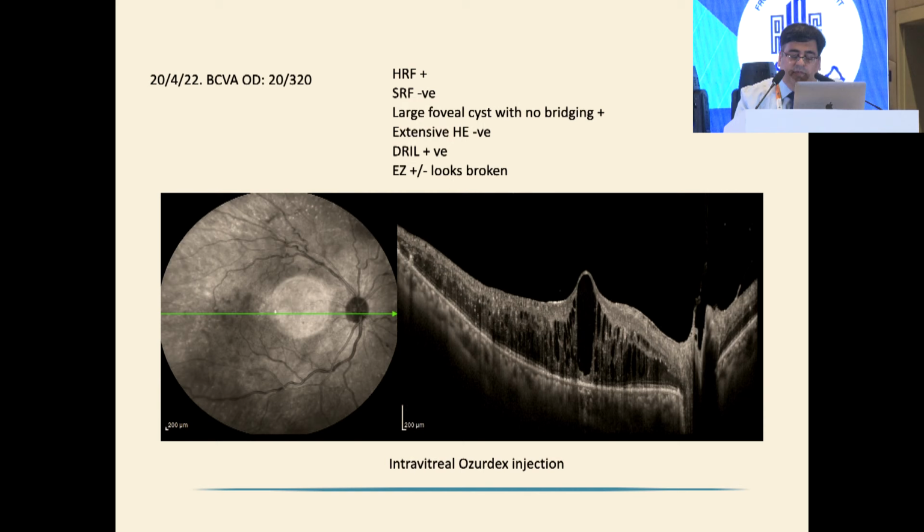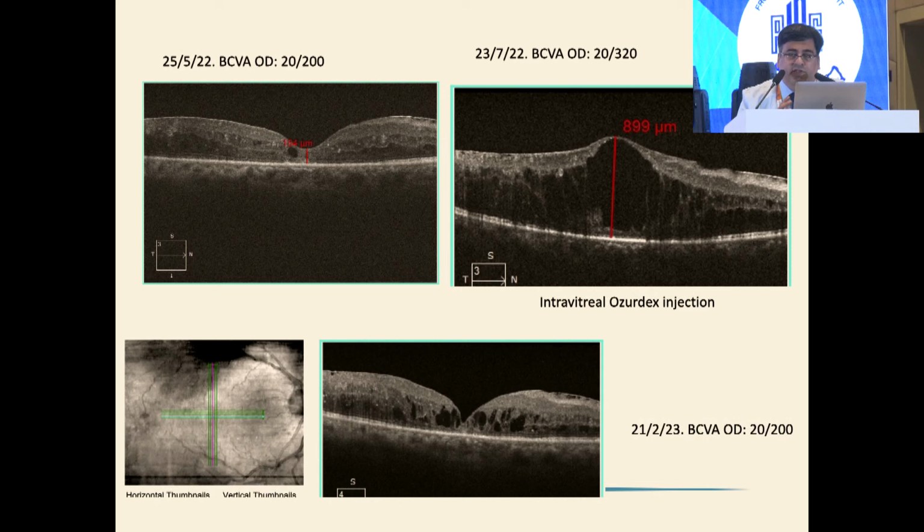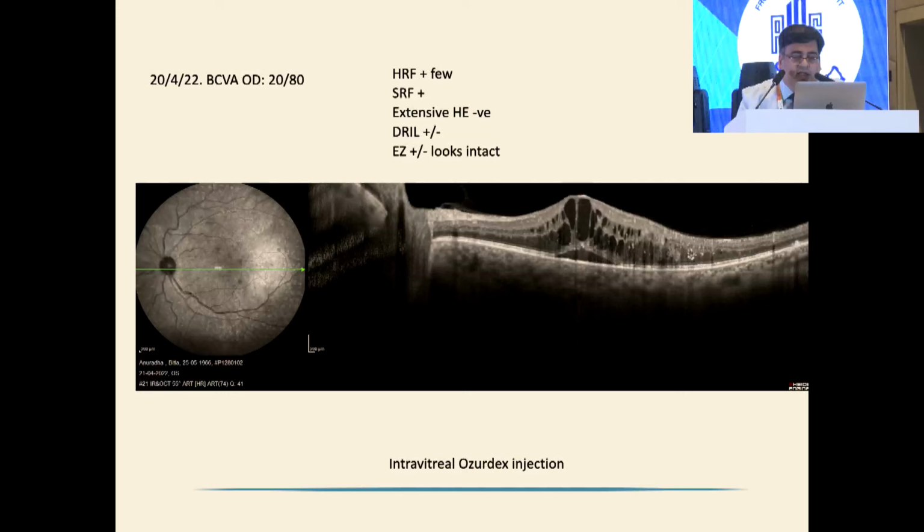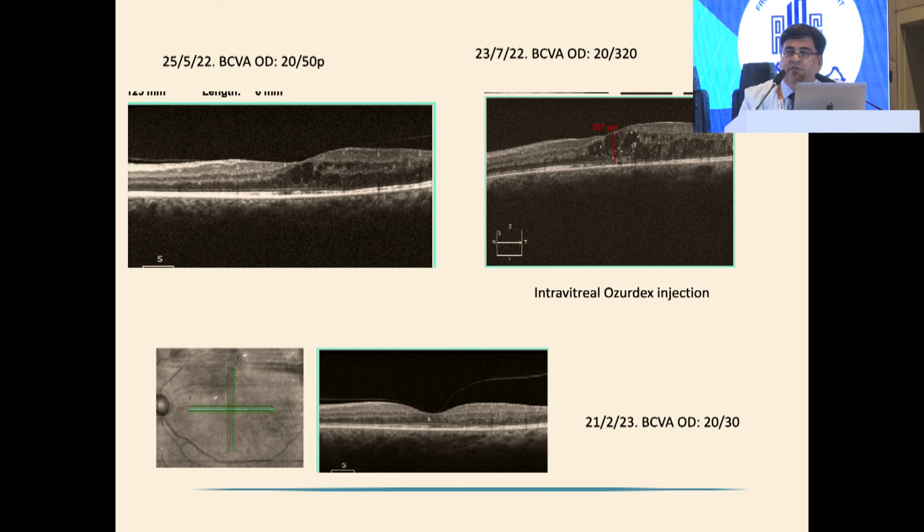You gave steroid, the patient responded, but the visual acuity did not improve that much. Compared to the other eye of the patient who presented with a vision of 20/80, also had hyperreflective foci and SRF with few subfoveal cystoid changes. The EZ was looking better in this eye. The patient again lost to follow up, but did not worsen that much. In this, if you look, there's still an intact EZ which you can make out, the DRIL is not there, and few hyperreflective foci are there, patient got steroid, responded, achieved a vision of 20/30.